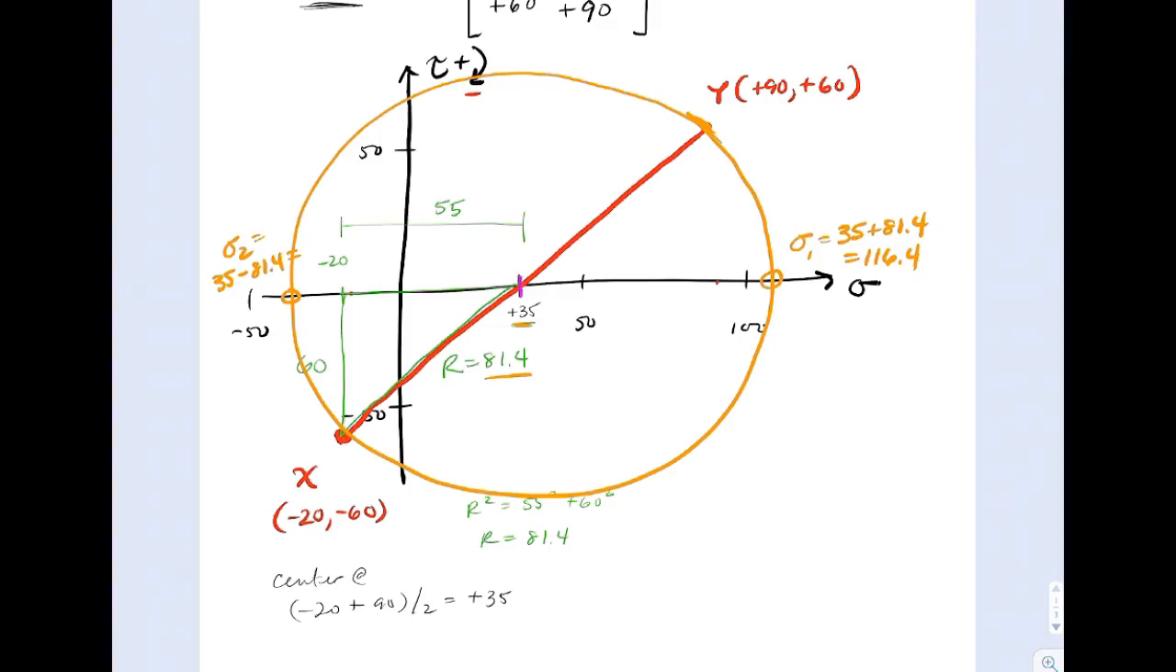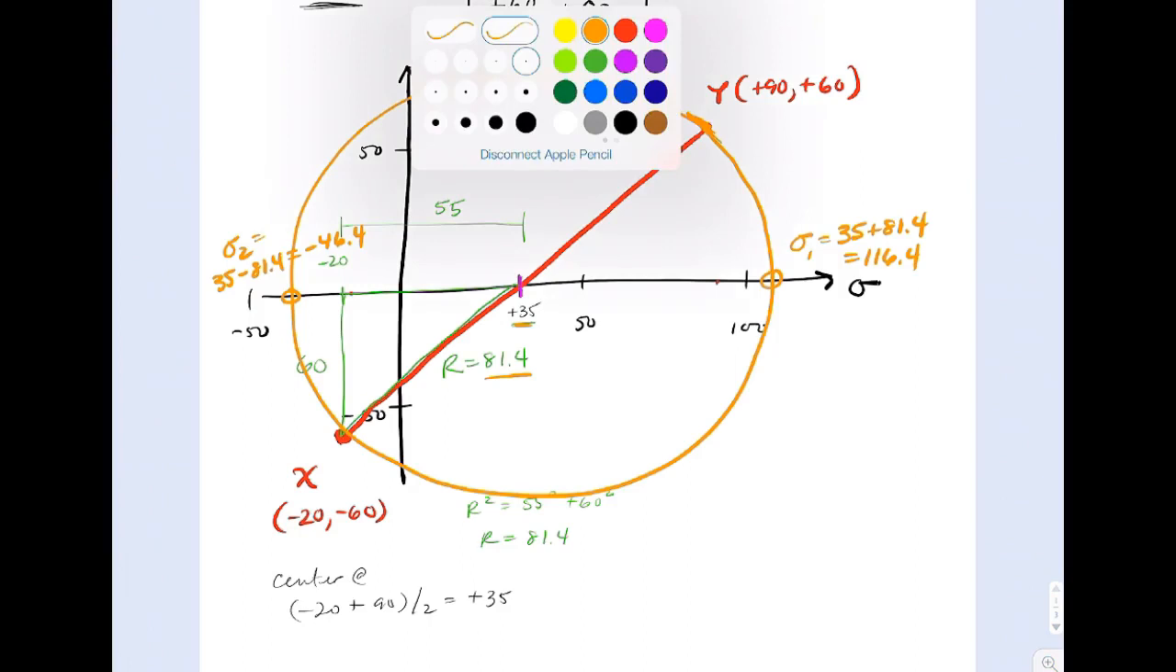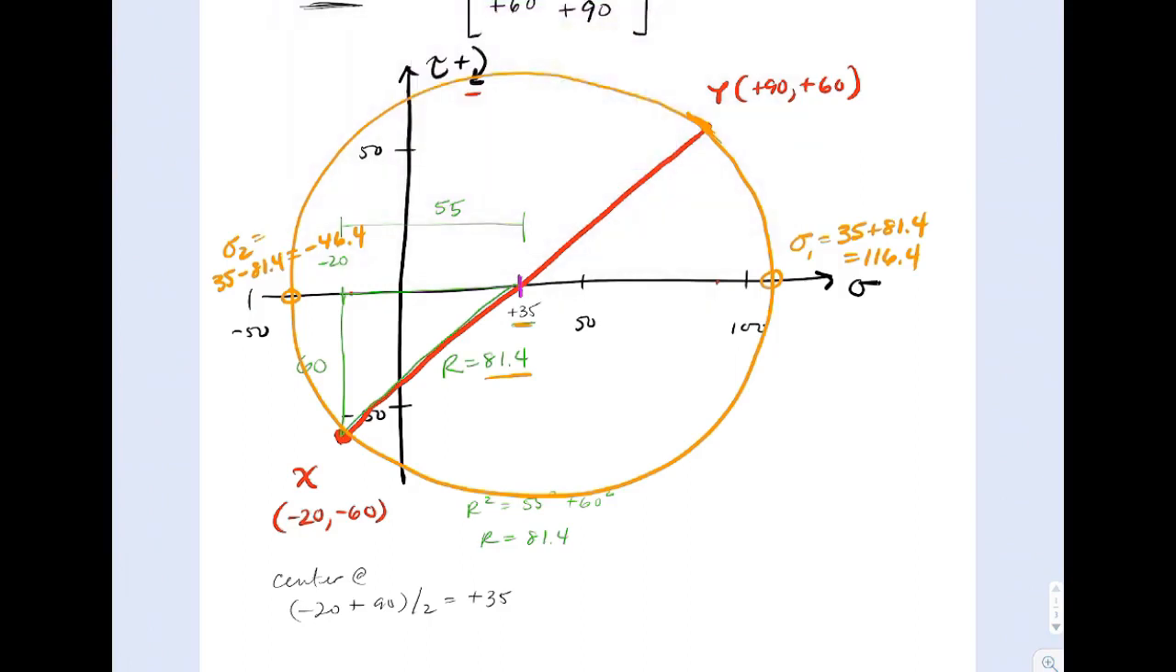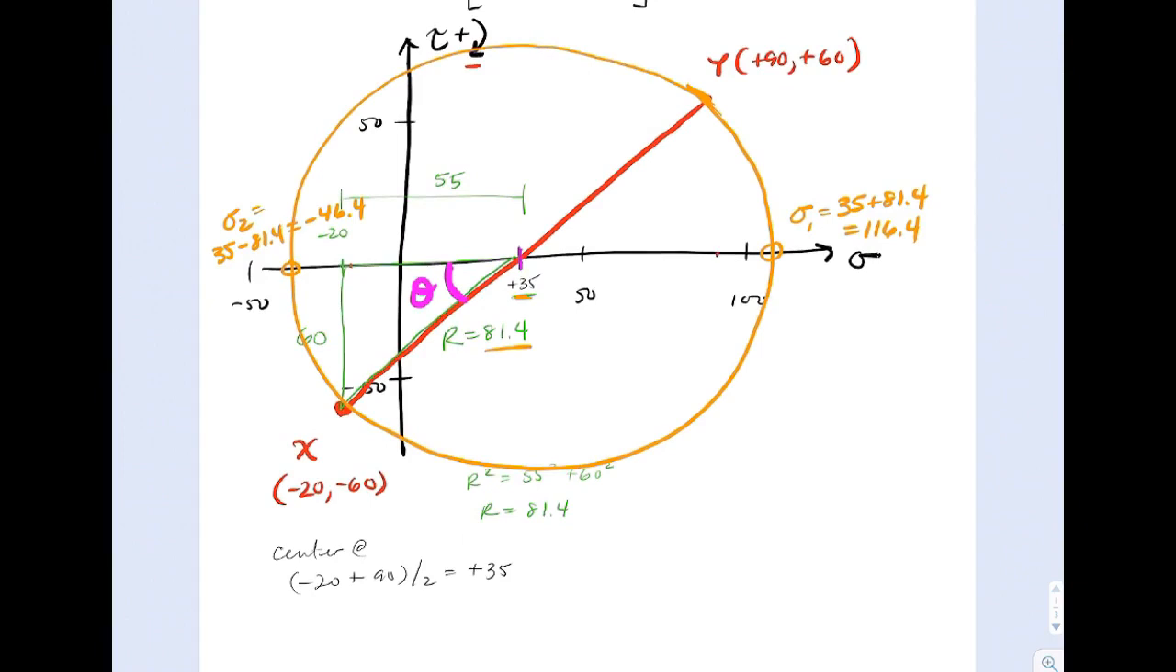0.4, and that would give a value of minus 46.4. So we have lots of these values already coming together for us. So to find the angles, we just need to start with an angle. So I am going to label that as the pink theta. The tangent of it is going to be equal to the opposite over the adjacent, 60 over 55. That's going to tell me that the pink theta is equal to 47.5 degrees.